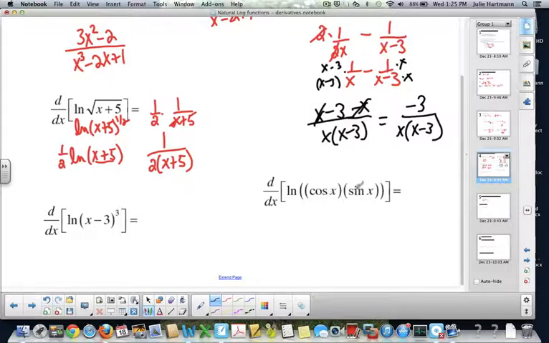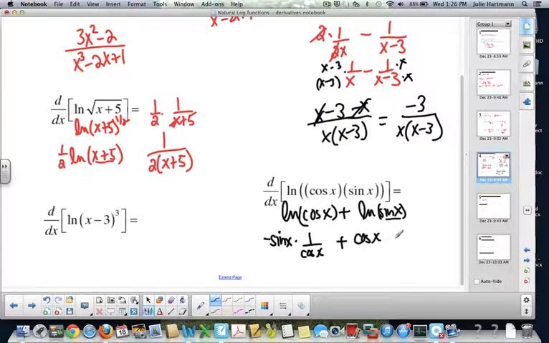Okay. This one right here, I would split it up versus doing the product rule. Totally up to you though. Ln of cosine of x plus ln of sine of x. So the first one, derivative of the inside is negative sine times 1 over cosine plus derivative of the inside here is cosine times 1 over sine. So this is negative sine over cosine, which is negative tangent. And then cosine over sine is cotan. So negative tan x plus cotan of x.